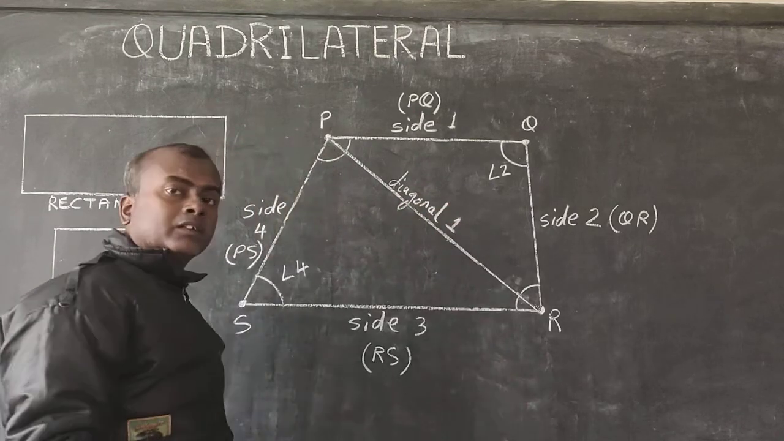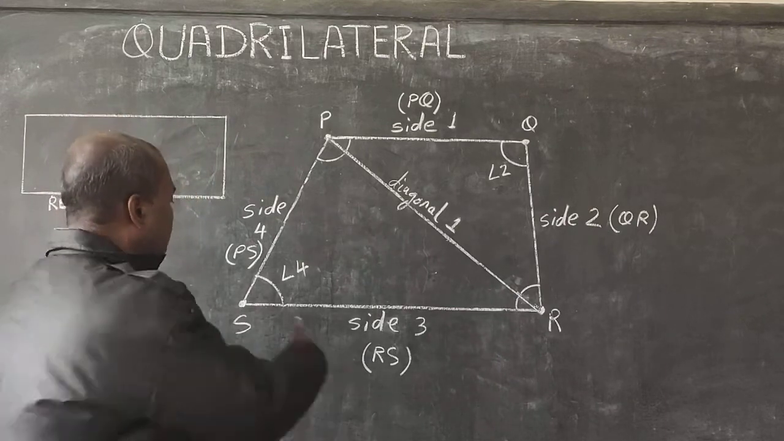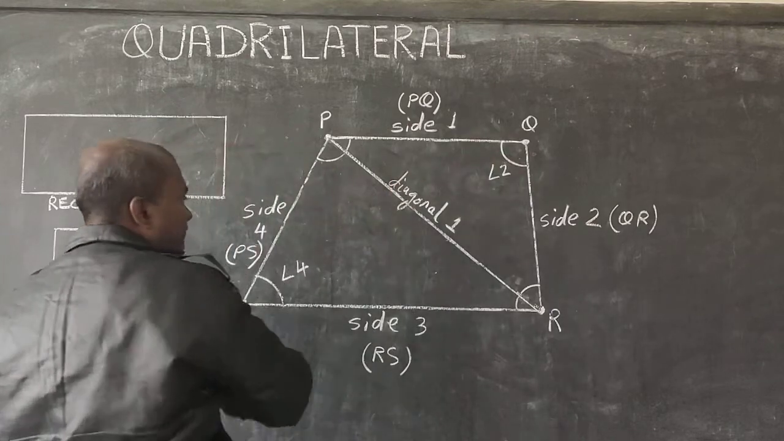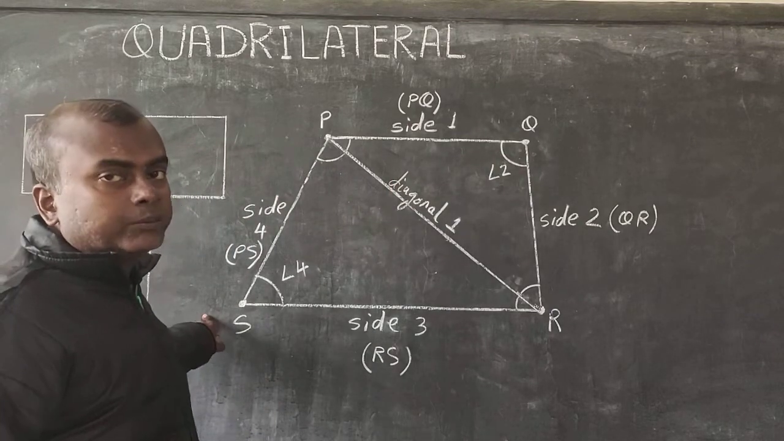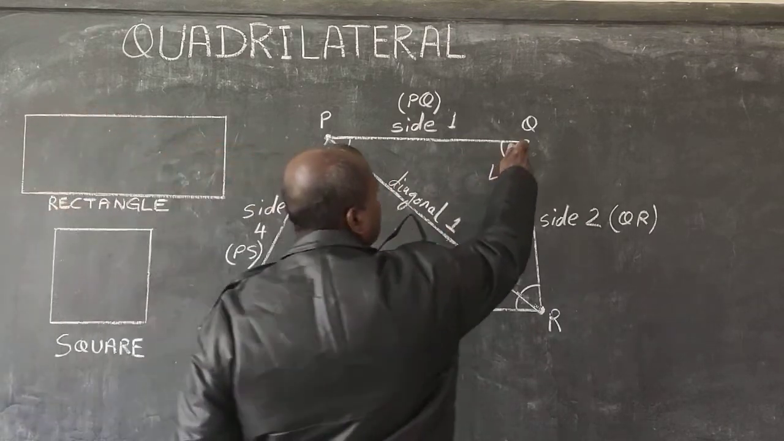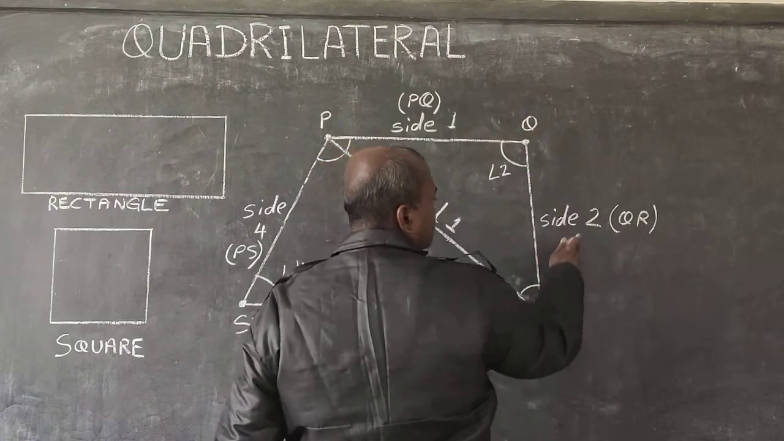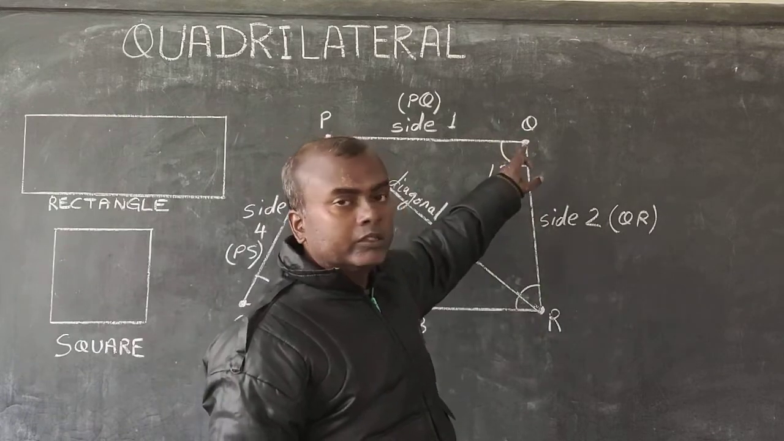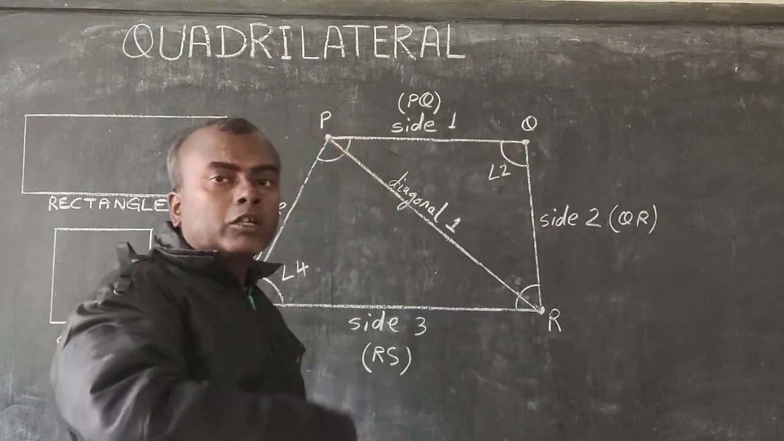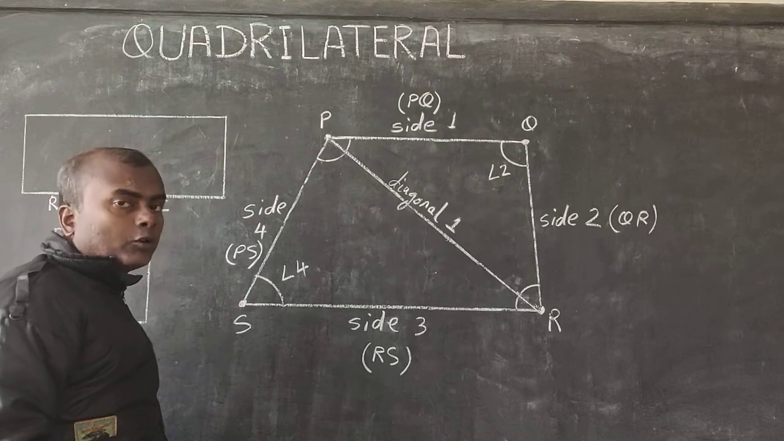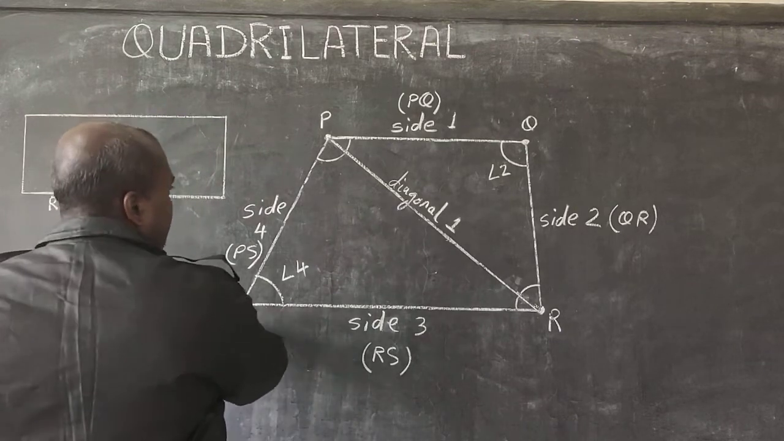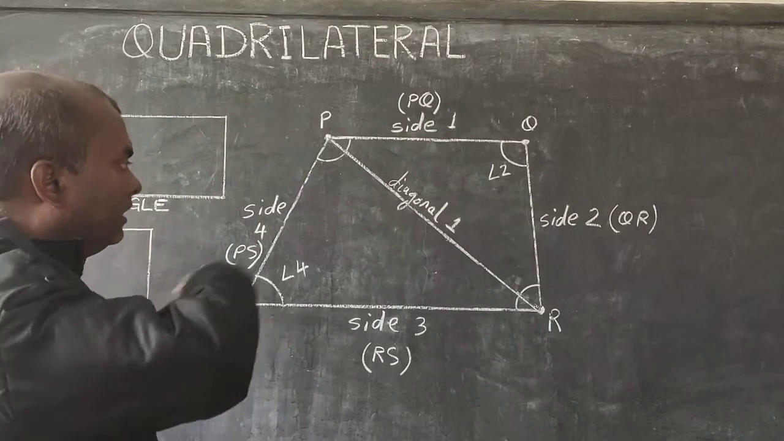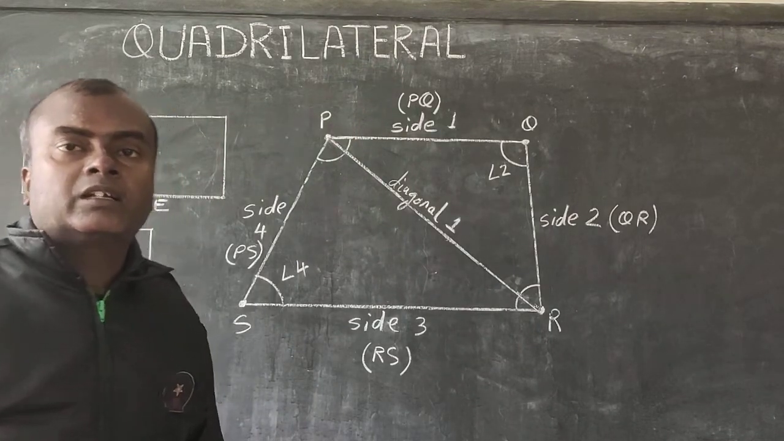Why diagonal 1? Because there is one more diagonal between these two opposite vertices, Q and S. See, Q and S are not on the same side. Remember which is a side? This is a side. Q and R is a side. So in that R is one vertex, Q is one vertex located on the same side. But I am talking about opposite vertices, not on the same side. So like that, S and Q are the opposite vertices. If you draw a line connecting them, that will be another diagonal.